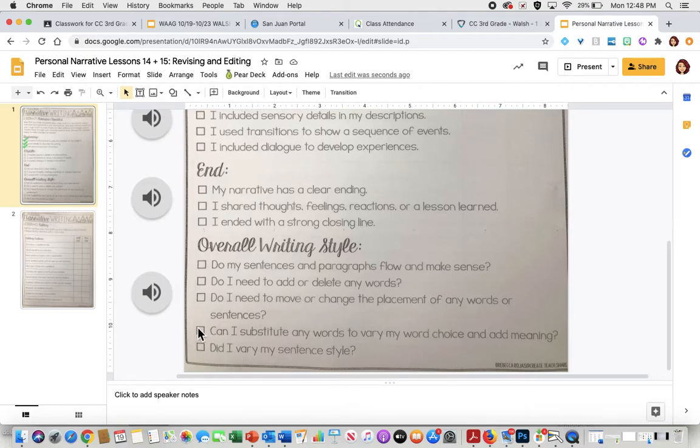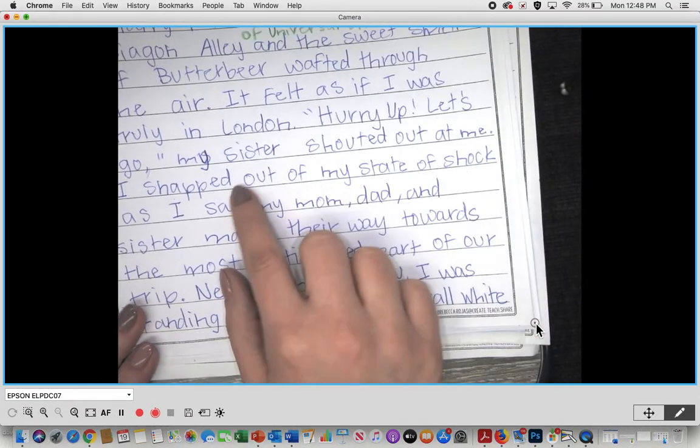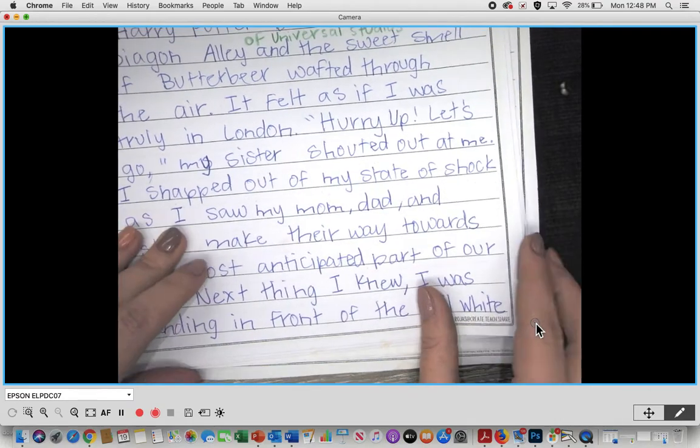Now I really want to emphasize these last two points where it says, can I substitute any words to vary my word choice and add meaning? So remember when we worked on descriptive adjectives, descriptive verbs, make sure you are not using words over and over again that are boring words, right? We don't want to keep saying said, right? So in Miss Walsh's story, you can already see that I said, shouted out at me.